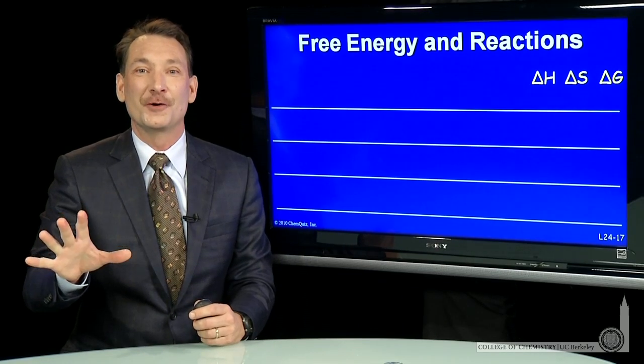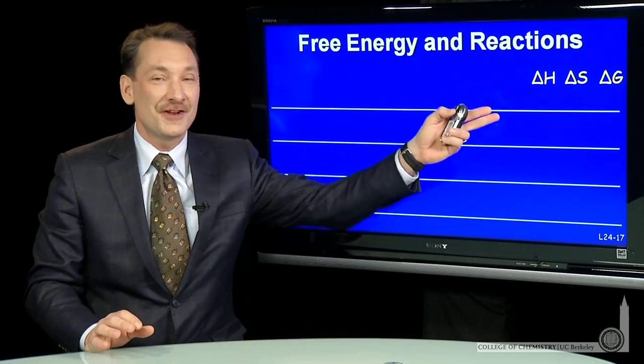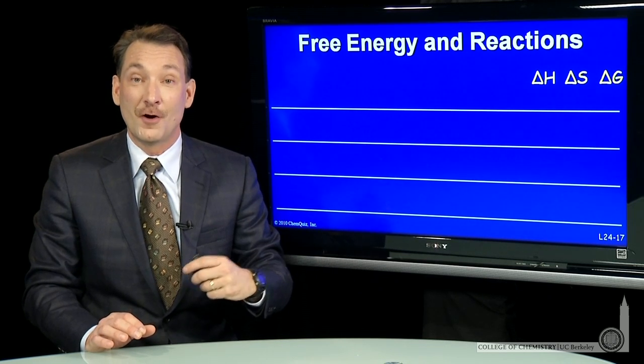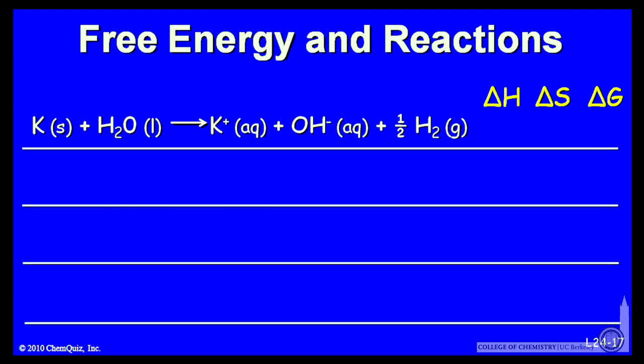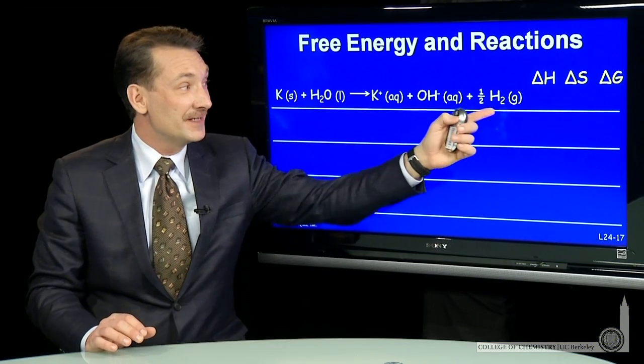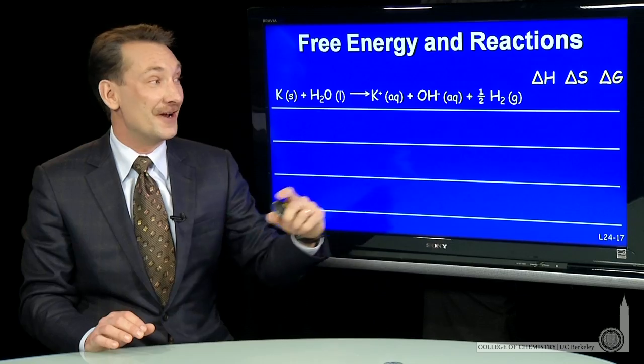Let's look at 4 chemical reactions and at their standard free energies and determine, are the products favored over the reactants? So our first reaction, potassium solid, liquid water, goes to aqueous potassium, aqueous hydroxide ion, and gas. Is that favored? Well, this chemical reaction releases energy.